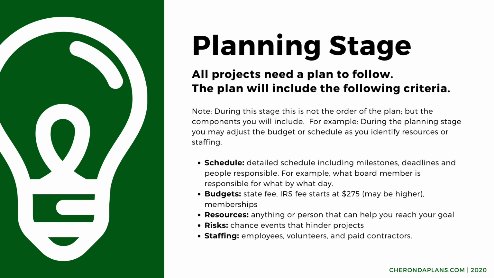You'll begin to talk about the resources that you have, the risks within different parts of the schedule. So if you want to have status within 4 months, what are some things that can impact you from obtaining this status within 4 months? Staffing, employees, volunteers, or paid contractors, as well as people on your board currently. All these components will go into the planning stage, and the planning stage takes time. You might spend a week working out the plan in order to execute.